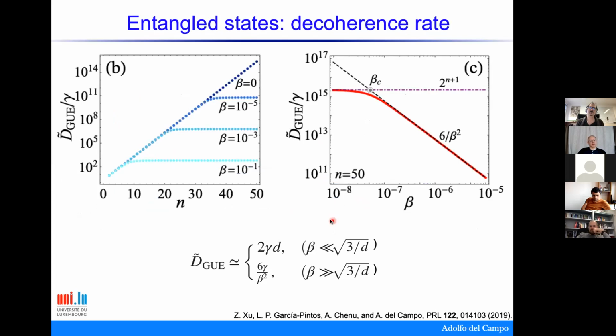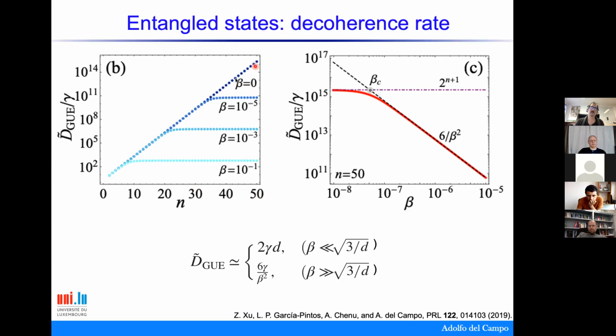So do we have the extreme decoherence here? In order to see it, we plot the scaling of the decoherence rate versus the system size, and we do it in a double logarithmic scale. And we see that in effect, we find this exponential dependence on the system size in a double logarithmic scale, just a straight line, either when the system size is small or the temperatures are high. So for beta equals zero, we do have this extreme decoherence for all system sizes.